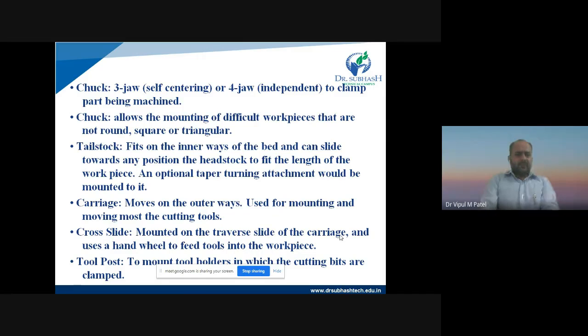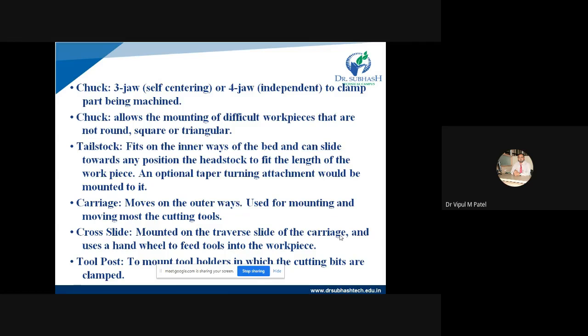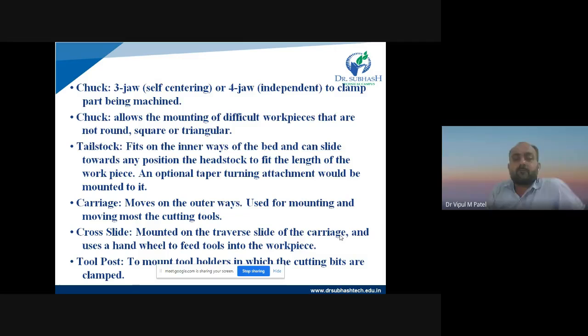Tailstock fits on the inner face of the bed and can slide towards the headstock to fit the length of the workpiece. But the optional mechanism or attachment would be mounted on it, which is called the taper turning attachment. It is not necessary to use the tailstock during the operation.